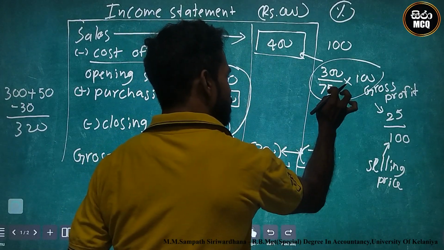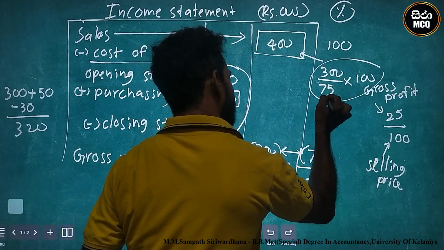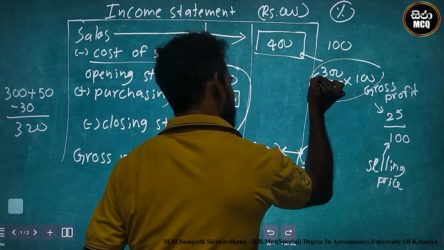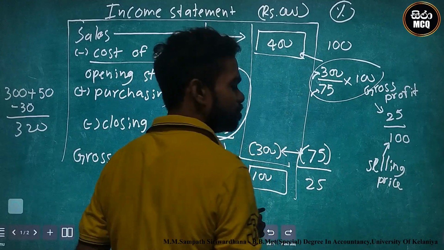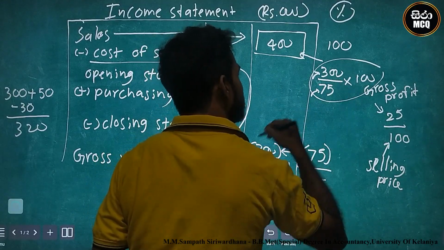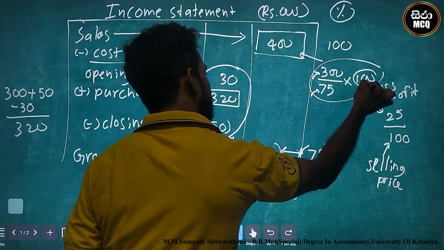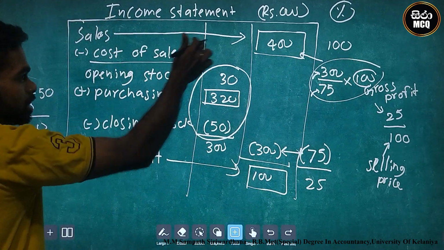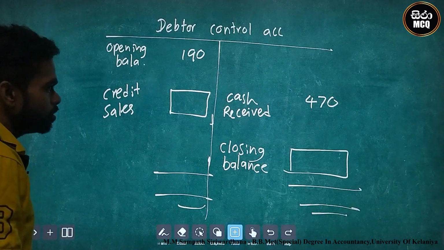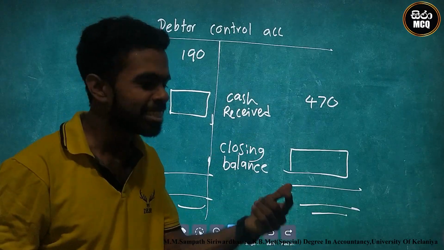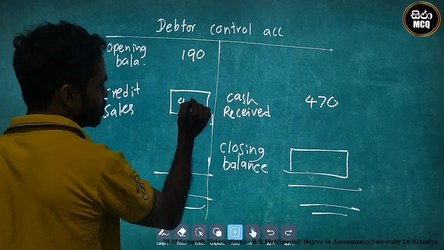Therefore, 300 divided by 75. This is the same. This is the cost of sale. Okay, and you multiply that requirement. Requirement is 100 by selling price. The sales is 400. Sales credit, debtor control debit 400.